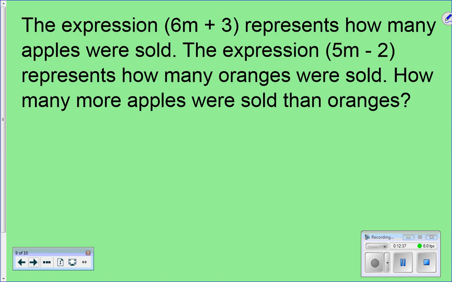Let's talk about a story problem today. Okay. So it says the expression 6m plus 3 represents how many apples were sold. The expression 5m minus 2 represents how many oranges were sold. How many more apples were sold than oranges? So obviously I'm going to have to do what? Add, subtract, multiply, or divide. Subtract, right? Yep, so look for those keywords. How many more is a keyword, sum is a keyword, difference is a keyword. So you're going to take 6m plus 3 minus 5m minus 2.